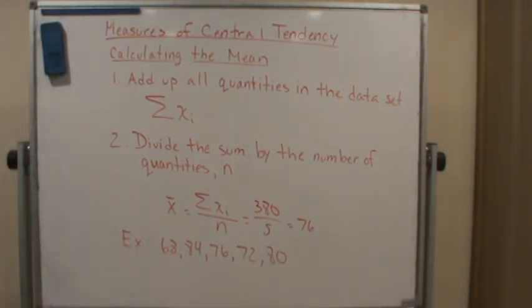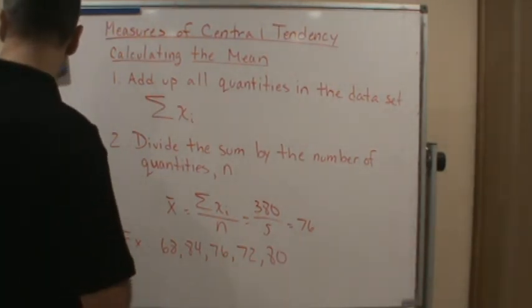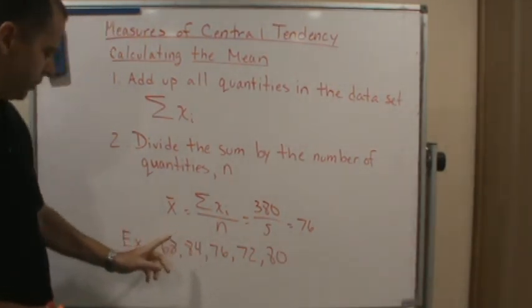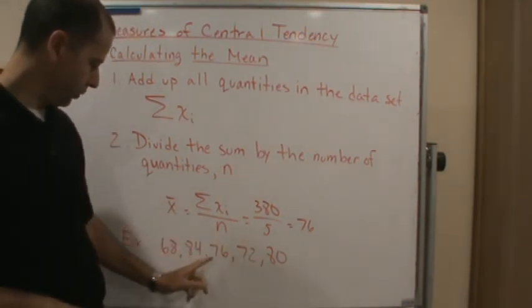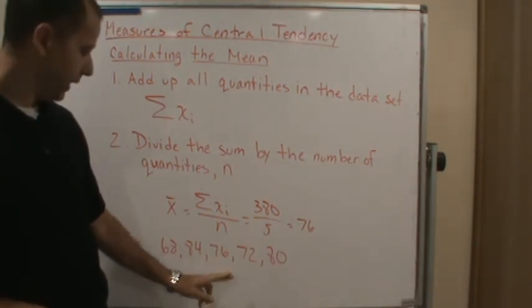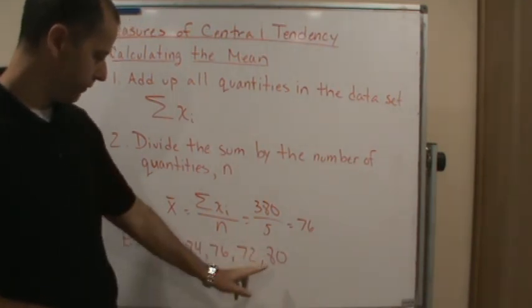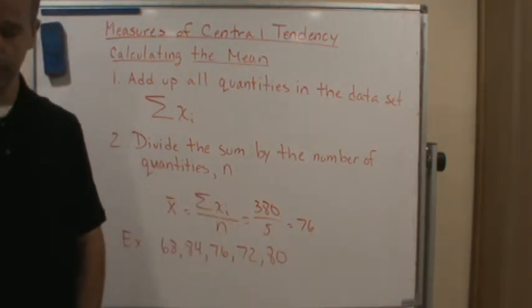So now, let's say this represents pulse rate. So this is the average pulse rate. We would say we have 1, 2, 3, 4, 5. So we have 5 individuals, and this is the pulse rate for 5 individuals. So their average pulse rate would be 76 beats per minute.